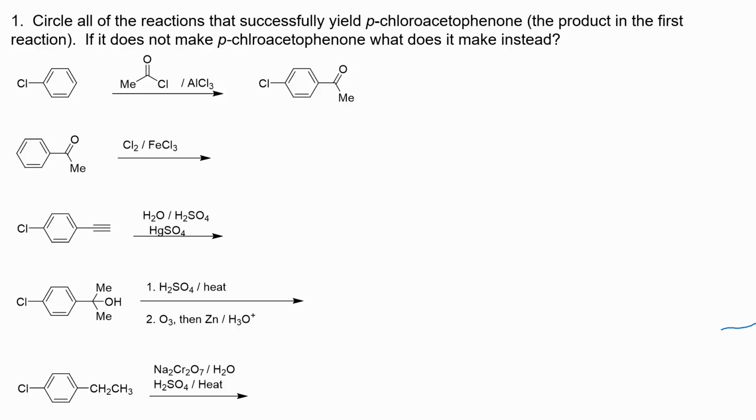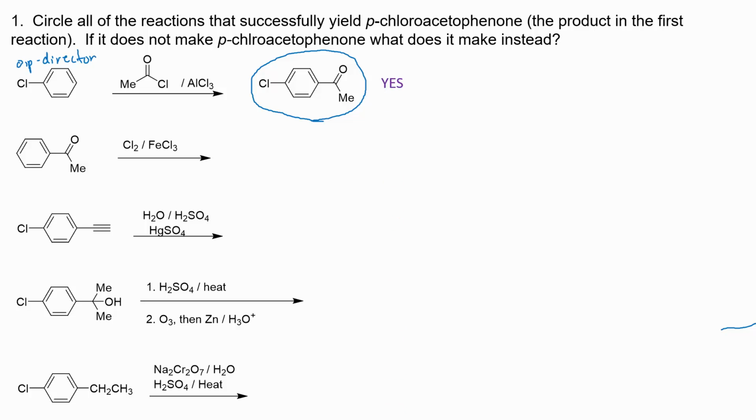Let me find the cursor. There's parachloroacetophenone. Okay, and it's a given that the first reaction works. Chlorine is an ortho-para director, and it's going to put this acetyl group in the para position. So this is a yes.